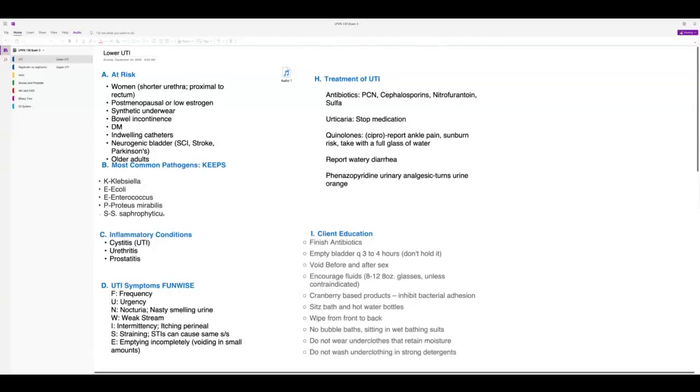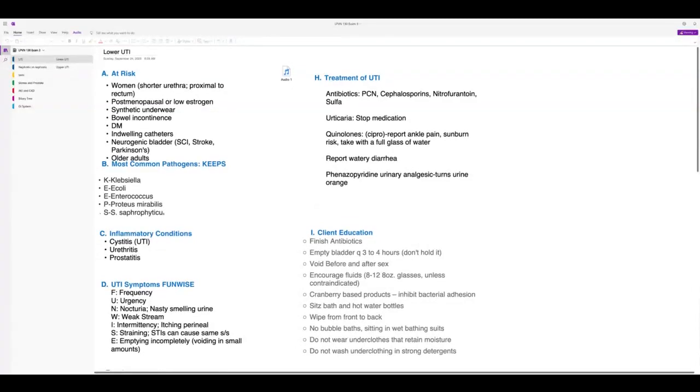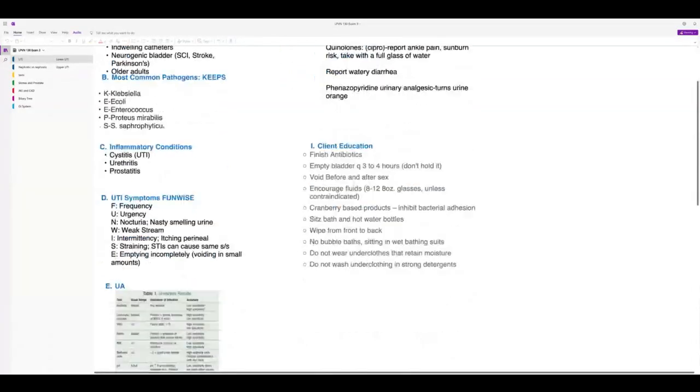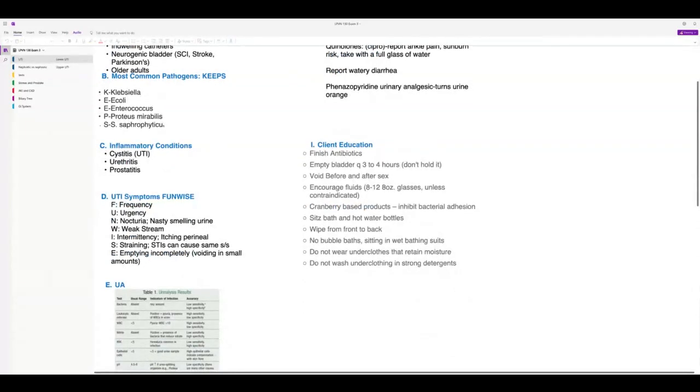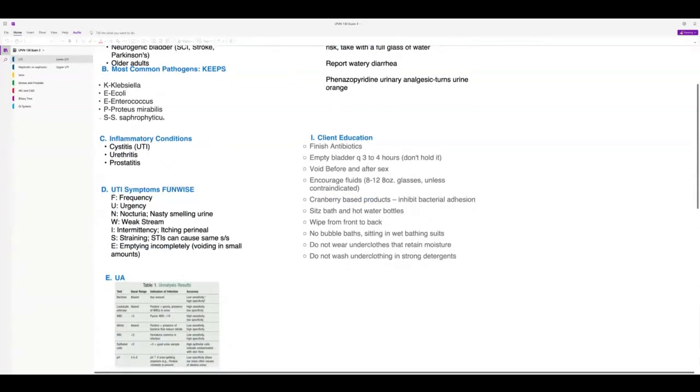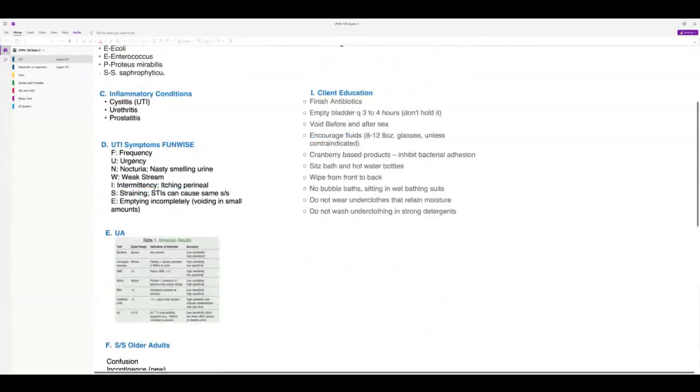Take it with a full glass of water. They need to report watery diarrhea. And phenazopyridine is going to turn the urine orange, and that's an important nursing implication. It's a urinary analgesic, so your patient should feel better, without the urgency and the pain of a UTI, once they take that.